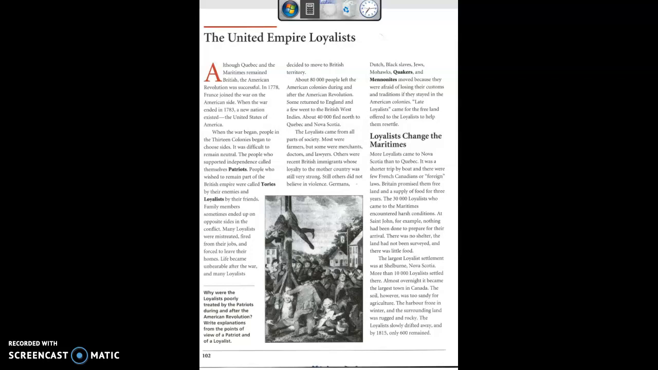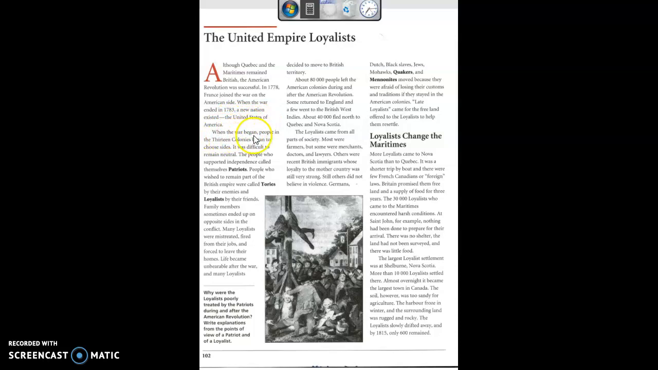The United Empire Loyalists. Although Quebec and the Maritimes remained British, the American Revolution was successful. In 1778, France joined the war on the American side. So when the war started in 1775, it was just America versus Britain, but 3 years later, France joined. When the war ended in 1783, a new nation existed, the United States of America.